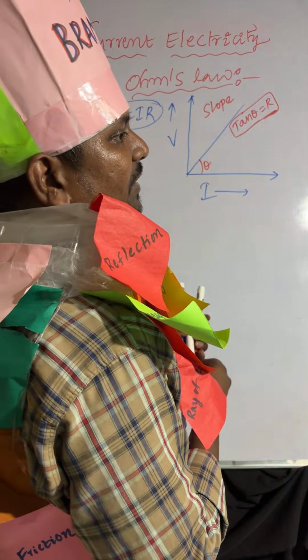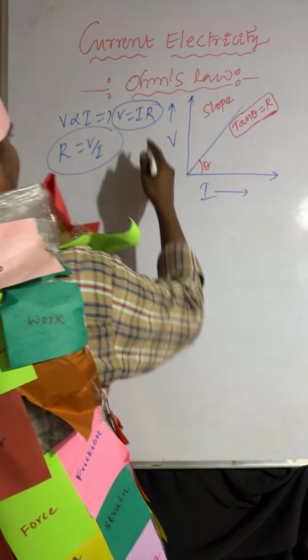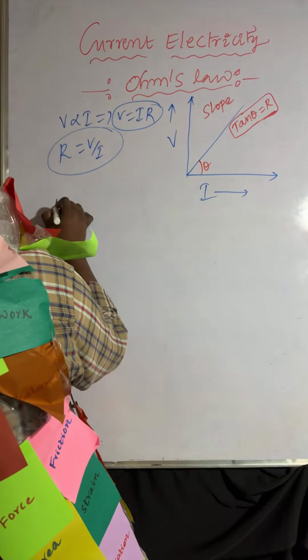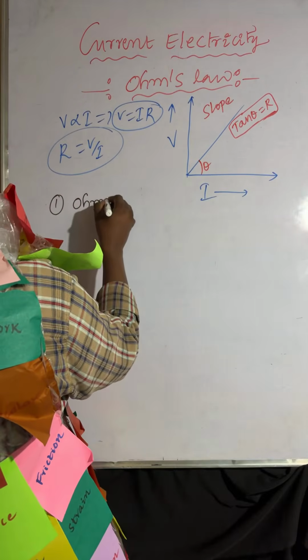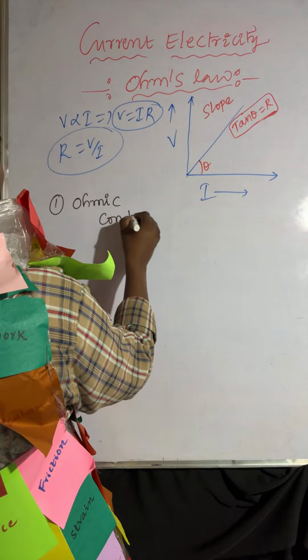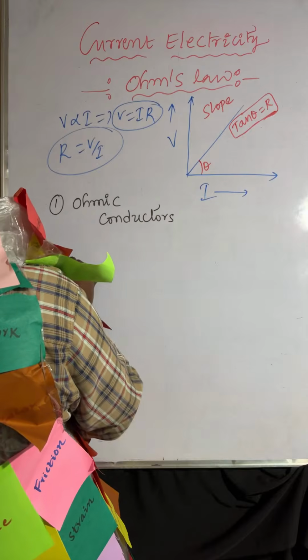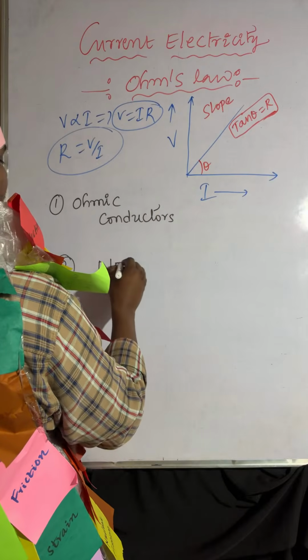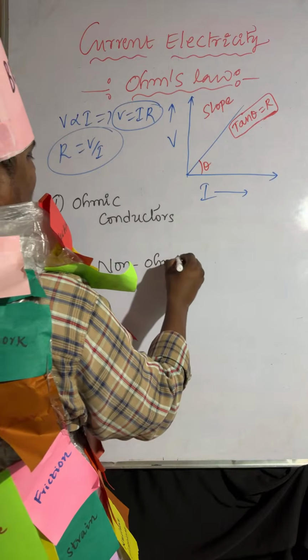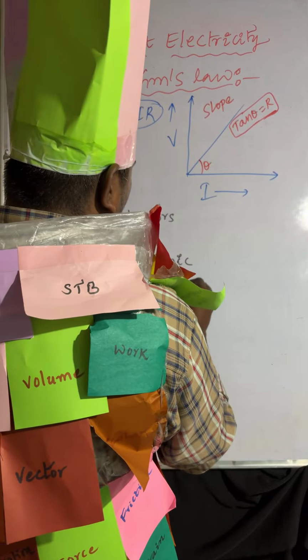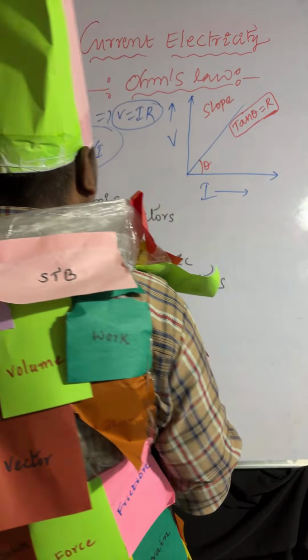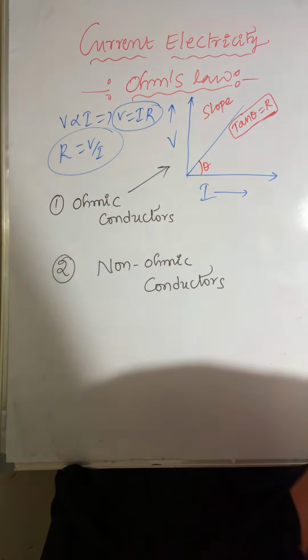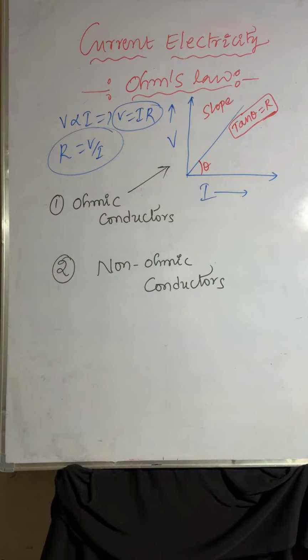Now you can observe, R equal to V by I. One graph is for ohmic conductors, and the second one is for non-ohmic conductors. This is for the ohmic conductor. The conductors which obey Ohm's law are called ohmic conductors. The conductors which do not obey Ohm's law are called non-ohmic conductors.